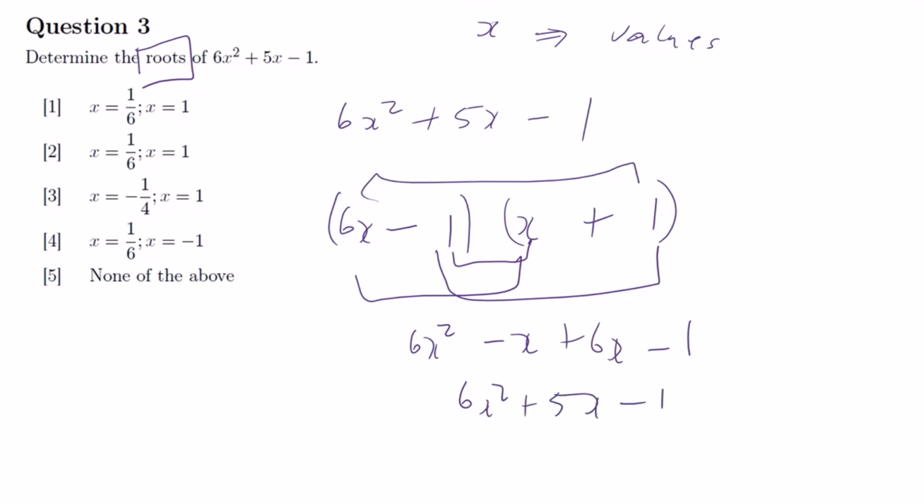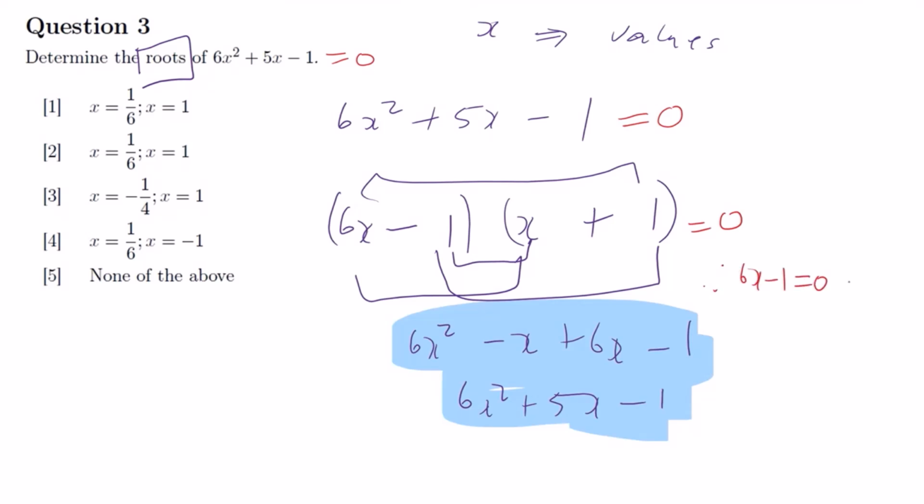This I was just testing, to see if we've got the correct ones. So now this needs to be equated to 0 for you to find the roots. Therefore, 6x minus 1 is equal to 0, or x plus 1 is equal to 0. So your x is equal to 1 over 6, or your x is equal to minus 1. So this becomes your solution.